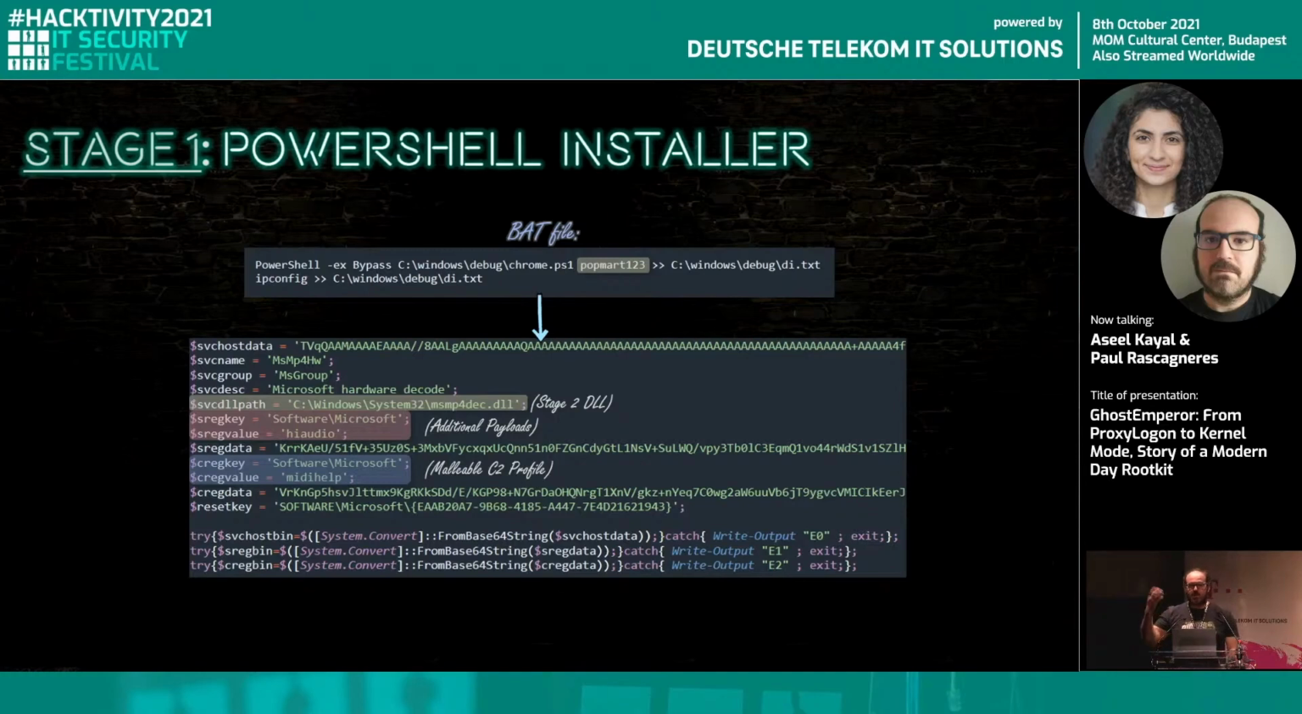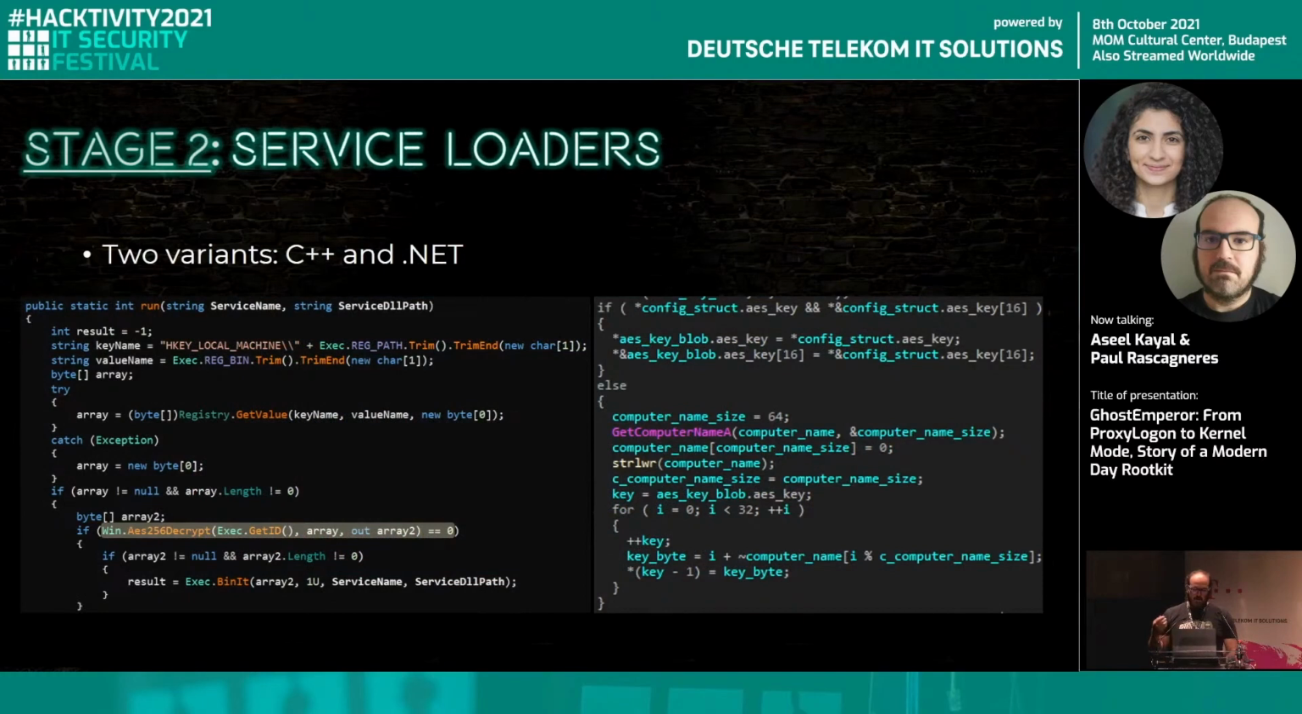CobaltStrike developed their own language to define how the malware will communicate to the C2 server. What is the pattern and stuff like that. And our attacker didn't use CobaltStrike, but implemented their own parser to understand malleable C2 profile and use them inside the rootkit, the malware. And we identified two different variants of the service deployed by that.